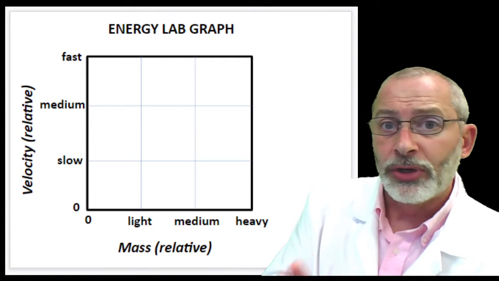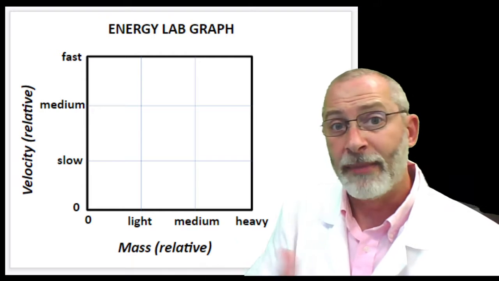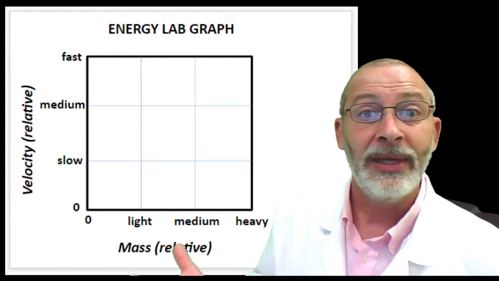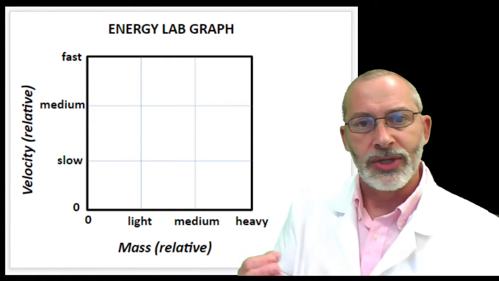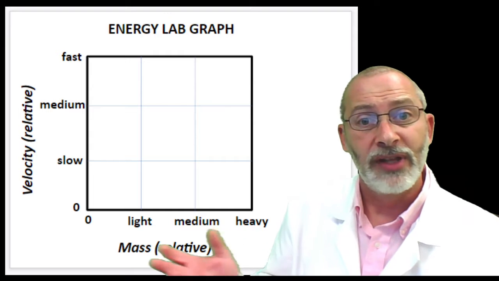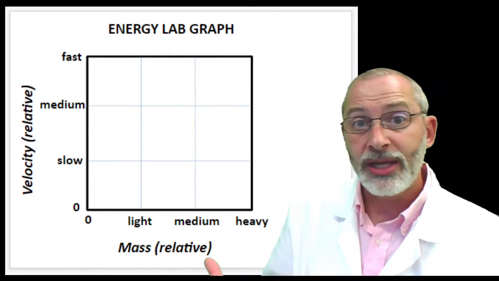Basically, you have learned this week that kinetic energy equals 1/2 mv squared. Great formula, right? But what does it really mean? Is there a connection? Is there a relationship between kinetic energy, mass, and velocity? Don't say it out loud yet. Think about it. Is there a relationship?